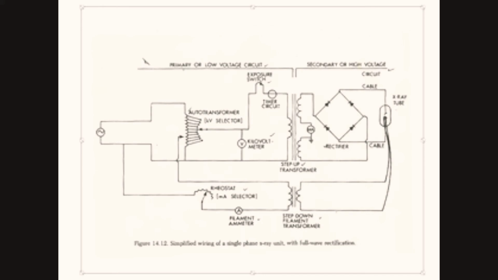Also, the auto transformer contains kilovolt peak selectors, and these change the kV by 1 or 2 kV, and the major that changes the kV by 10.